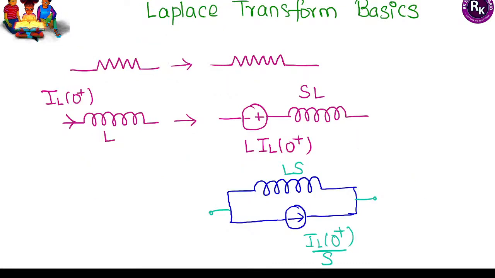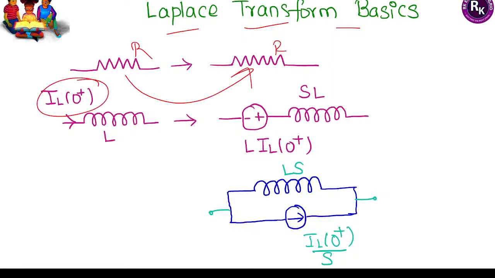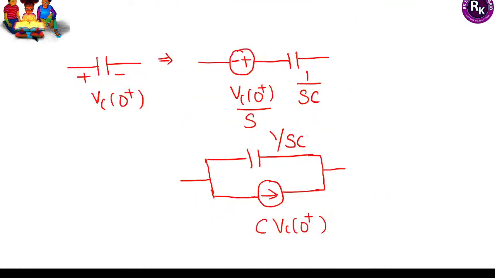Next, some Laplace transforms you will have to remember for inductor and capacitor. For resistor, if you apply Laplace, nothing will change. R simply will become R only. But for an inductor with the initial current IL of 0 plus, this will be the equivalent circuit in terms of voltage source, and this is the equivalent circuit in terms of current source. Now, for a capacitor with the initial voltage, this is the equivalent circuit while applying Laplace. In terms of current source, this will be the equivalent circuit.